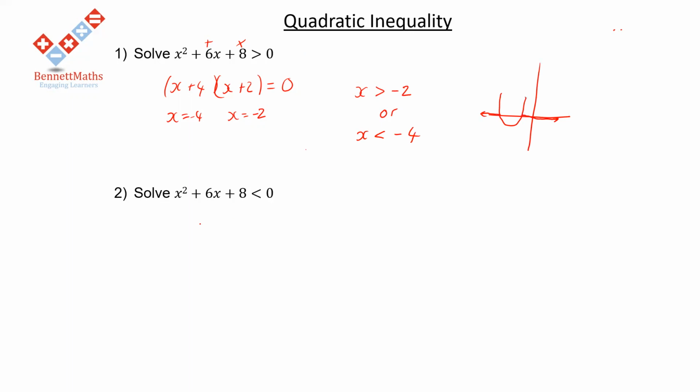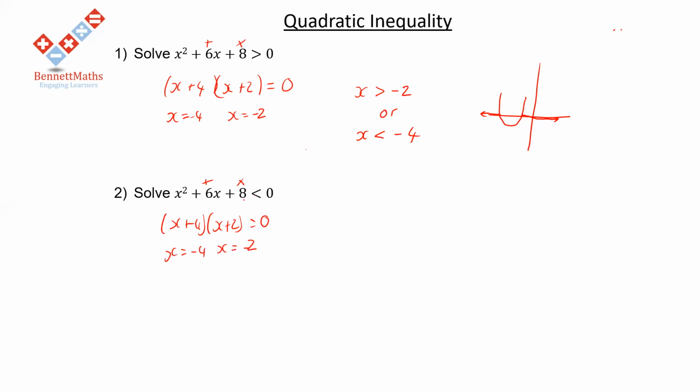Now, for the second one, again, we treat it the exact same way. So our first step remains the same, and we're going to have the exact same solutions, x plus 4 and x plus 2, which means our values of x are -4 and -2.